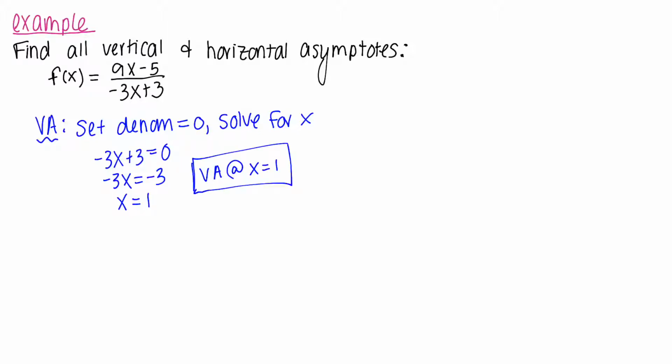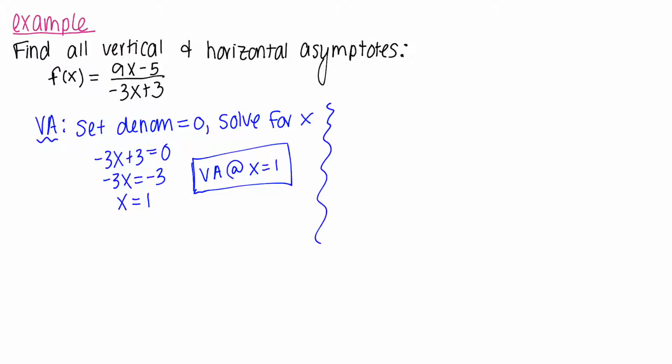Now, it's really important that you know that asymptotes are equations of lines, which means that the x equals part is important. You can't just say the vertical asymptote is at 1. The vertical asymptote is at x equals 1, because that's part of the equation of the asymptote.